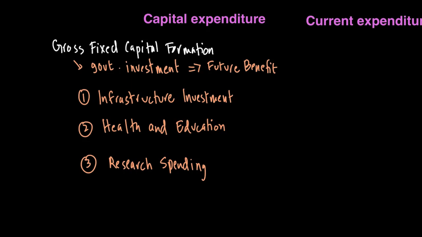Now, this kind of expenditure is very important because it can result in our productive potential going up. We can call this policy one that results in a higher standard of living for the future, as the PPC can shift to the right because the government is investing in infrastructure, health and education, and research spending.